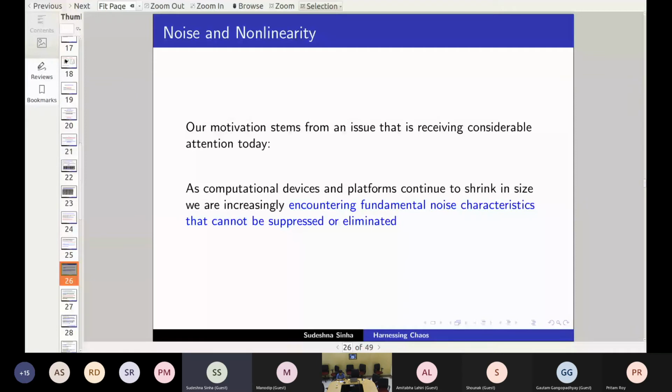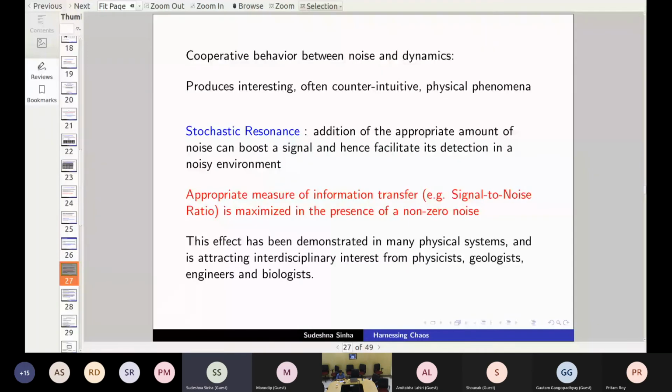So of course, you can keep trying to eliminate it. But we thought we would try another route. Let us see if there is some noise which can work for us. So that was the idea. And why did we think of this? Because of previous work on stochastic resonance.